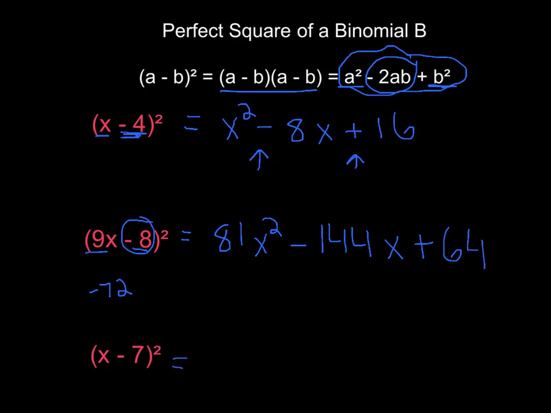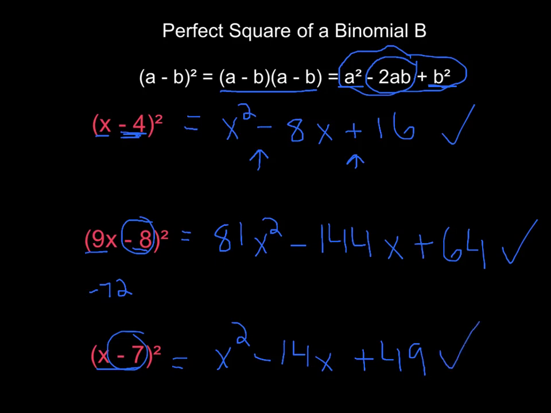And then real quick, last one, square the first term, x squared. Multiply them together and double them, so negative 7x doubled is negative 14x. And then square the second term is a positive 49. So there are your three examples for our second special case, multiplying a perfect square binomial.